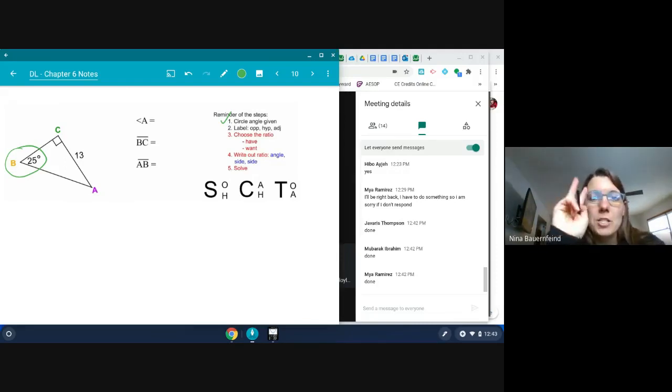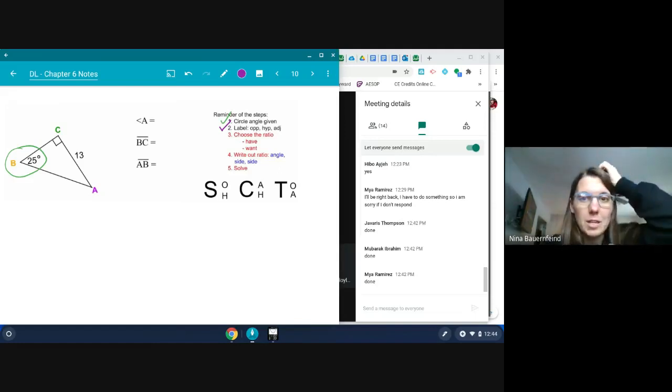Next, I want you to do step 2, which is to label the op, hype, and adjacent. So right now I want you guys to label the op, hype, and adjacent. That stands for opposite, hypotenuse, and adjacent.